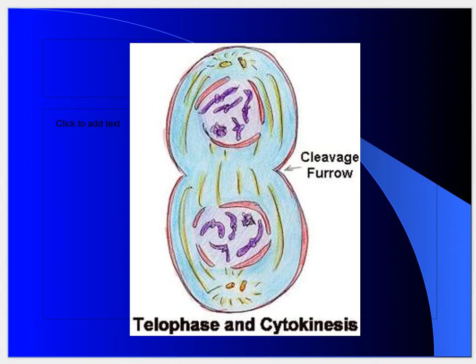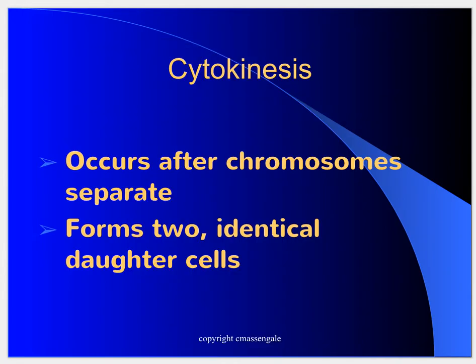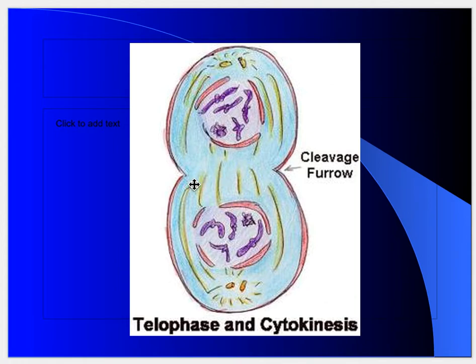The last thing that's going to happen, it's not really a phase, it's just something that happens at the end of telophase, is something called cytokinesis, meaning that you're going to form these two identical daughter cells, and that this part right here is going to actually break, and they're going to be in two separate pieces.